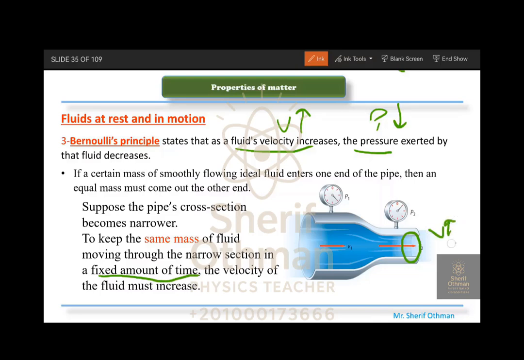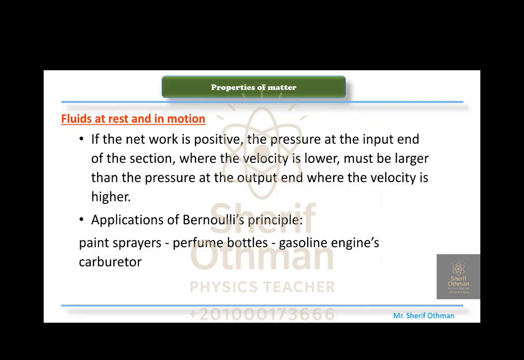By increasing this velocity, the pressure on the container decreases. The pressure on the walls of the container decreases as particles move faster and the number of collisions decreases. If the net work is positive, the pressure at the input end of the section, where the velocity is lower, must be larger than the pressure at the output, where the velocity is higher.